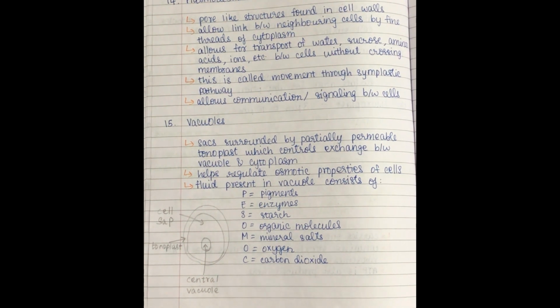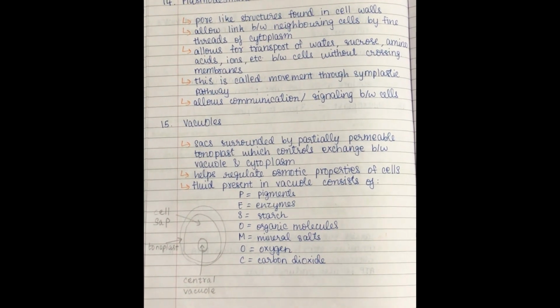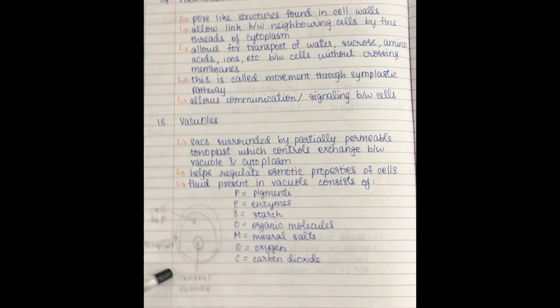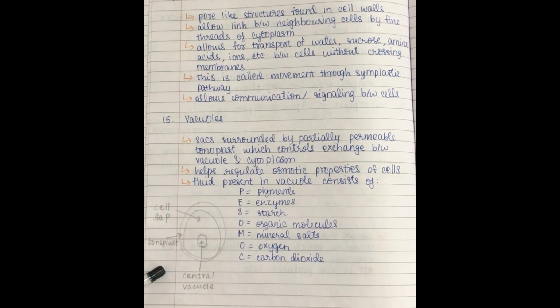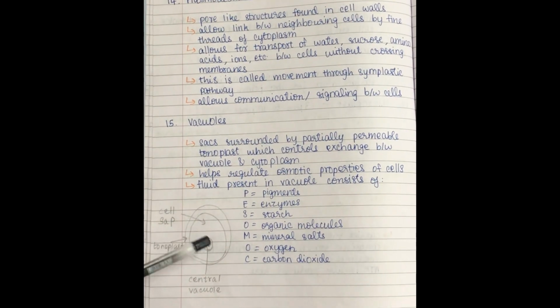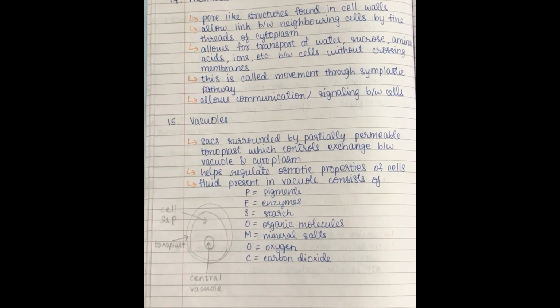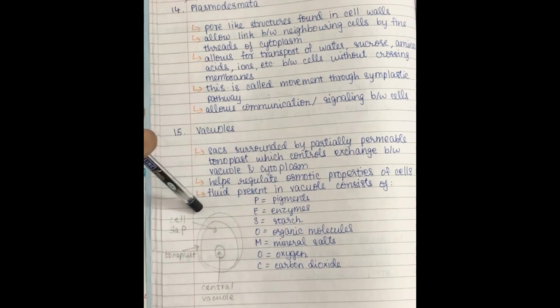So you can see the structure of a large permanent vacuole. The outer membrane is called the tonoplast. The inner part is called the cell sap, and then the small structure right here is the central vacuole. Now you must remember that the vacuoles present in animal cells are not permanent and they are small, whereas in plant cells the vacuoles are permanent and they are large. So this is a large permanent vacuole.